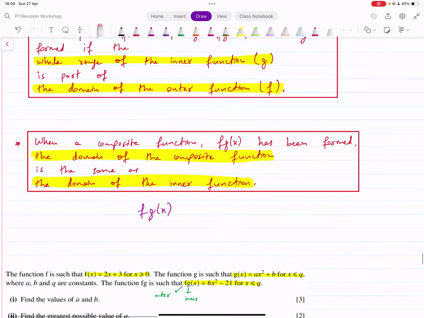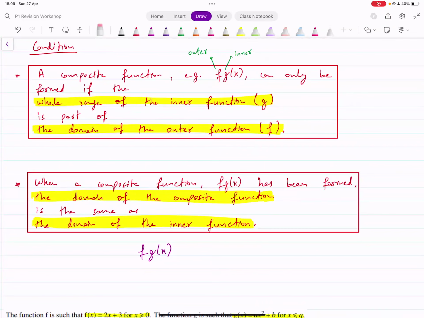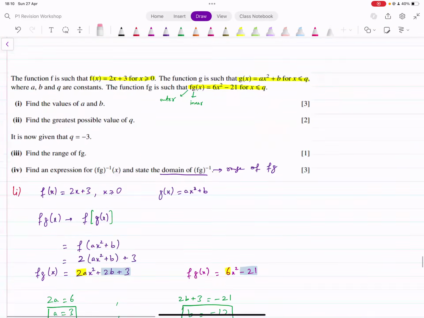This is the summary of all of that. The condition for a composite function to be formed is this: range of the inner function should be part of the domain of the outer function. And if a function can be formed, the domain of the composite function is the same as the domain of the inner function. Let's have a look at this example.